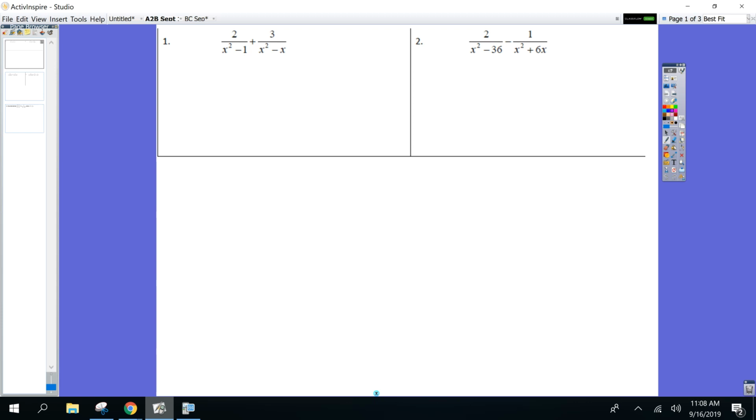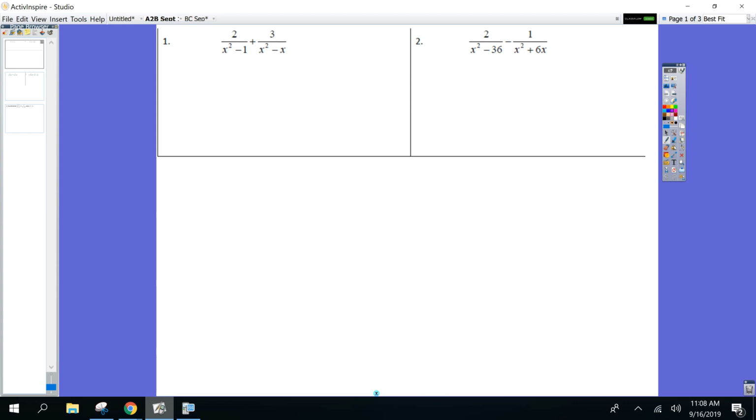All right, number one. I am adding those. Do I have the same denominators? Nope. And you will see that they have subtraction signs in between them. If you look back at your notes from Friday, you will see no subtraction or addition signs between the denominators, yes? So this is something different.